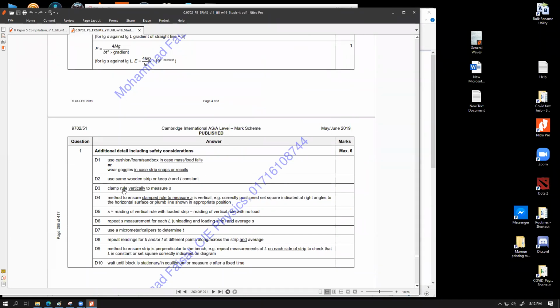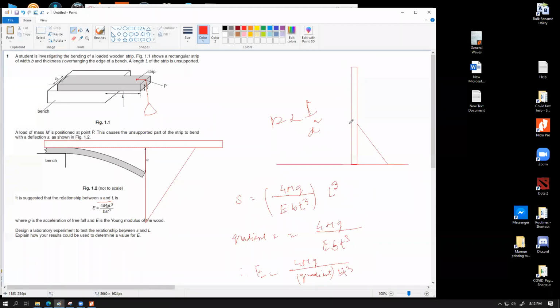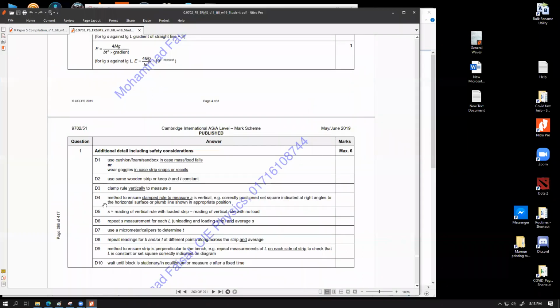D3 is the point, clamp tool vertically to measure S, where we have to talk about this positive, clamp tool vertically to measure this. However, if you go for this one, that you place a horizontal ruler on top of this thing along with the bench as well, and use a set square, then you also get that mark, because using a set square makes sure that your measuring alignment is perpendicular, perfectly vertical. So this or this, either way you score that mark, because they pretty much serve the same purpose, the vertical measurement of S.